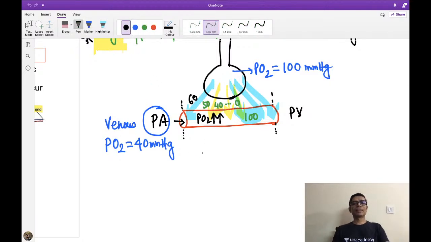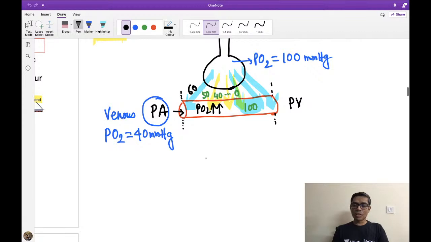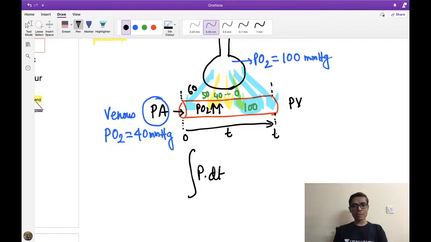the difference is not the same at every point of the capillary. So I have to take an integrated value of pressure, P dt. What is T? T is the total time. So this is the 0 point and this is the T point. This is the total time when the blood is traveling through this pulmonary capillary. So this is the total time which the blood is taking to cross the pulmonary capillary.